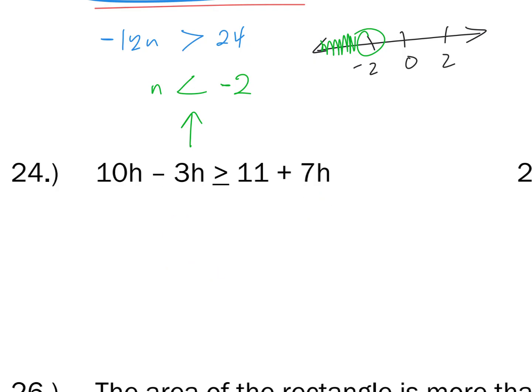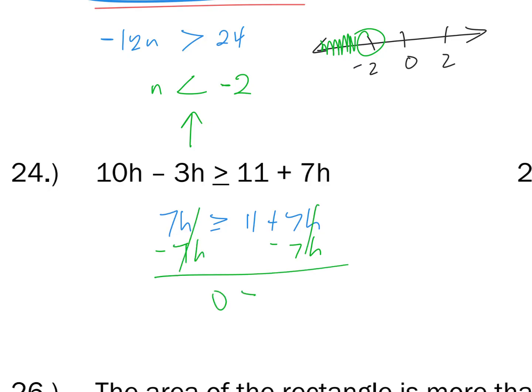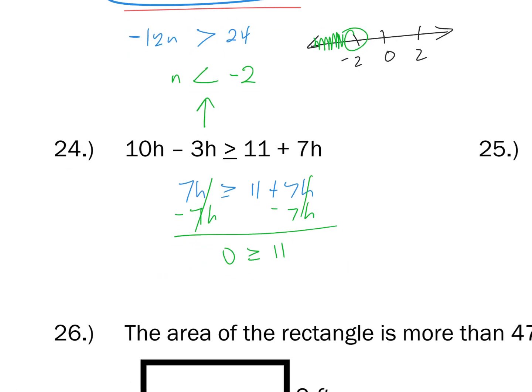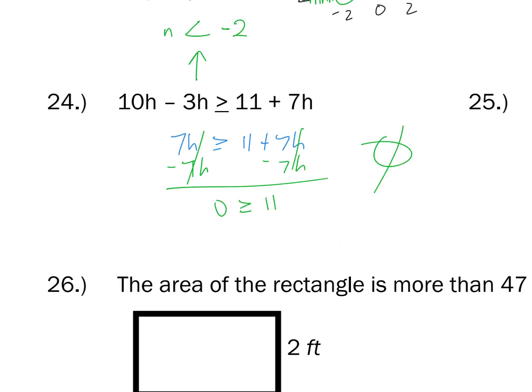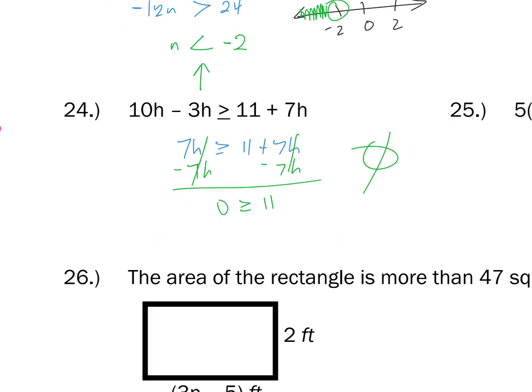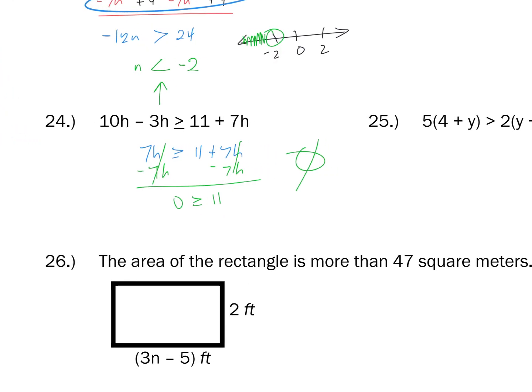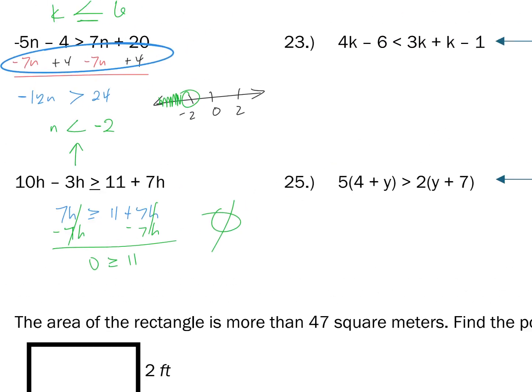Well, we were okay to keep going, but check this out. 10h minus 3h is 7h. Now if I subtract this 7h, do you see what's about to happen? We get 0 is greater than or equal to 11, and that is not true. That is no solution. That is false. That is a blank line. You can't graph that. There we go.